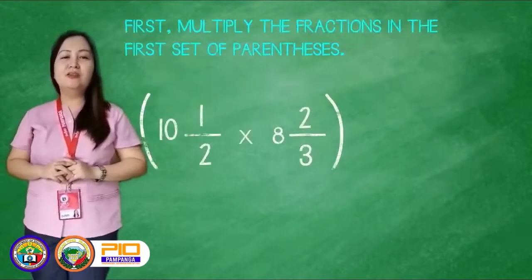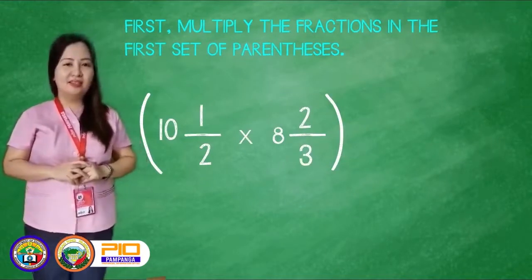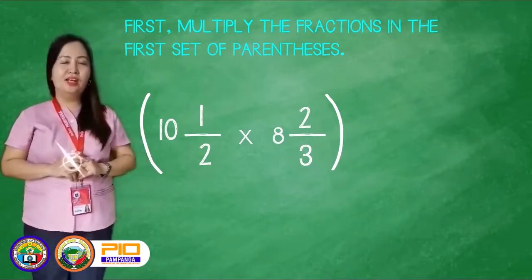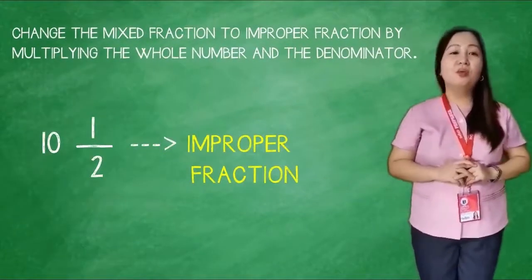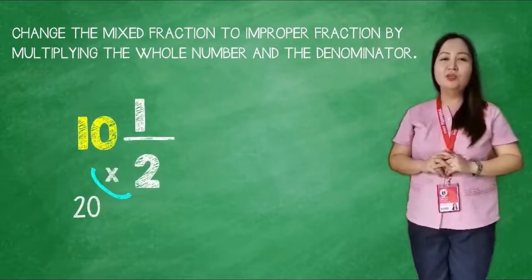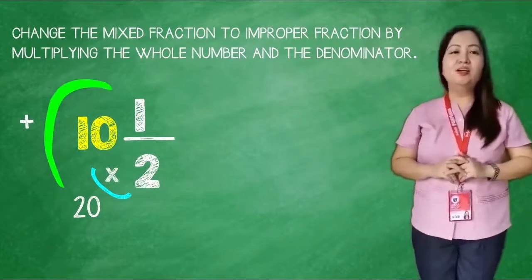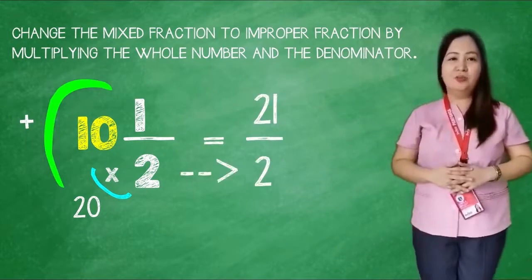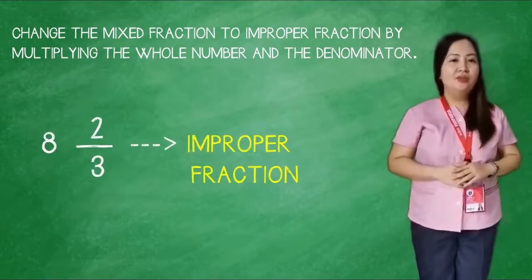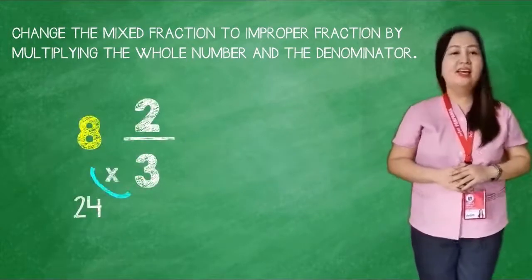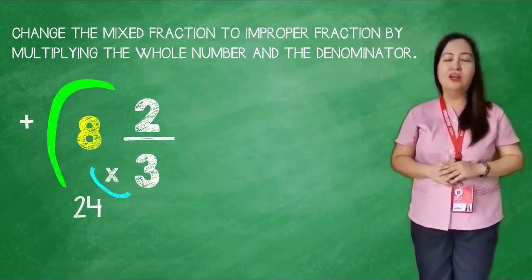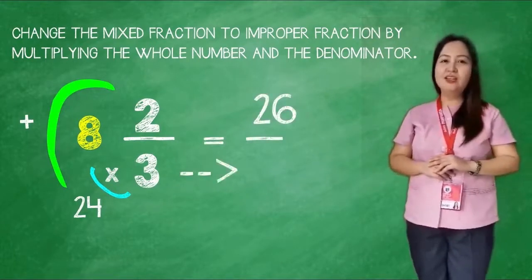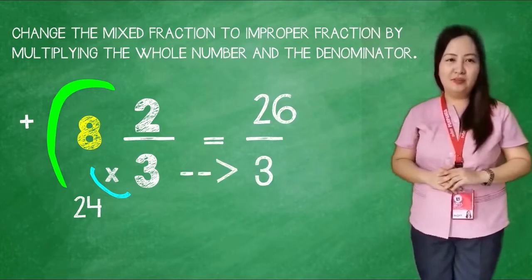First, multiply the fractions in the first set of parentheses. That is 10 and 1/2 times 8 and 2/3. Change 10 and 1/2 to an improper fraction. 10 times 2 is 20. 20 plus 1 is 21. The new fraction is 21 over 2. Next, change 8 and 2/3 also to an improper fraction. 8 times 3 is 24. 24 plus 2 is 26. The new fraction now is 26 over 3.